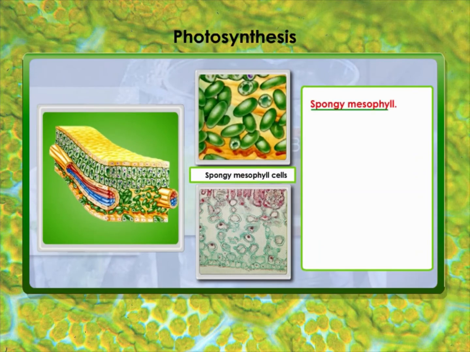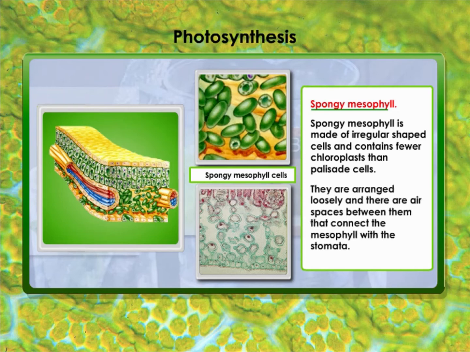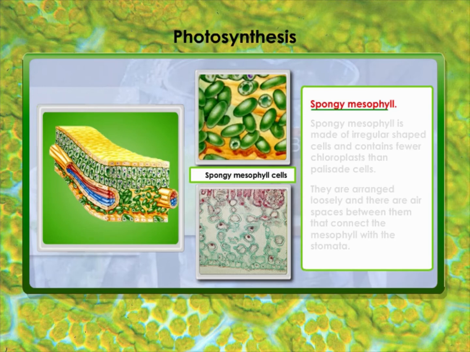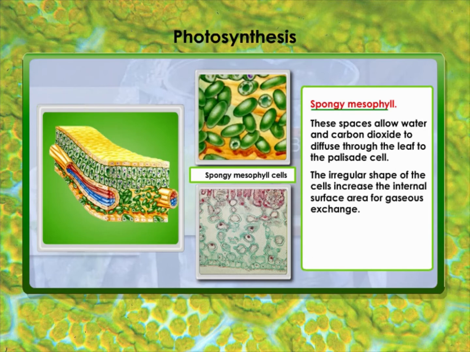Spongy mesophyll. Spongy mesophyll is made of irregular-shaped cells and contains fewer chloroplasts than palisade cells. They are arranged loosely, and there are air spaces between them that connect the mesophyll with the stomata. These spaces allow water and carbon dioxide to diffuse through the leaf to the palisade cell. The irregular shape of the cells increases the internal surface area for gaseous exchange.